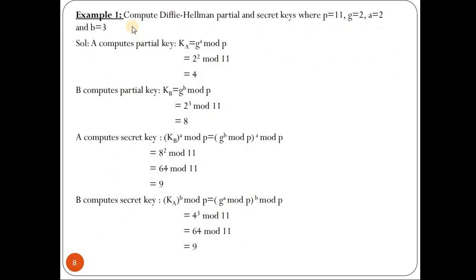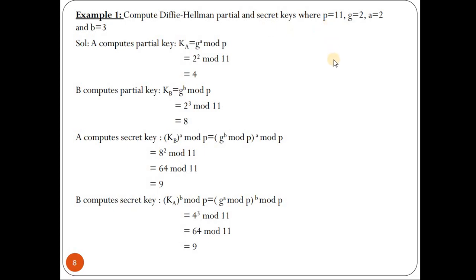So let us consider one example. Compute the Diffie-Hellman partial and secret keys where P is equal to 11, G is equal to 2, a is equal to 2 and b is equal to 3. Now P is the prime number and G is the generator, which is common for both parties A and B. a is the random number chosen by A, and b is the random number chosen by B, such that it ranges from 1 to P minus 1. So in this case it is 1 to 10.